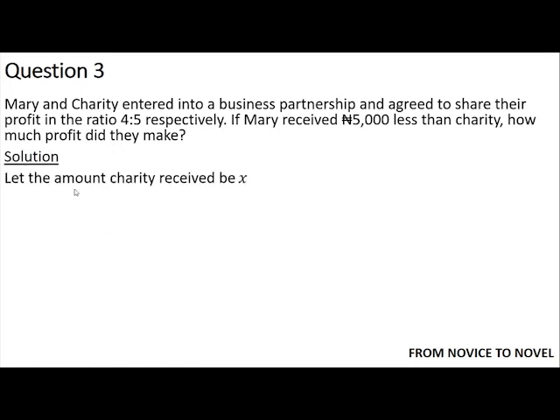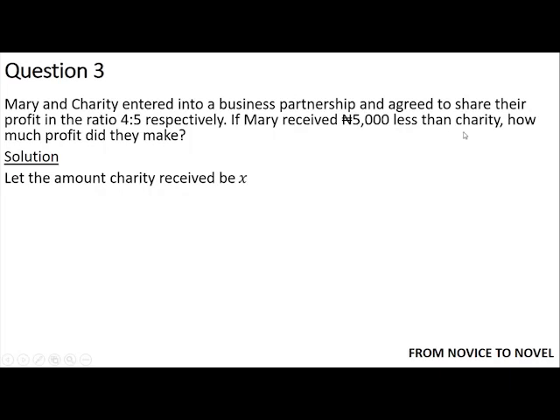Now see, the first thing we want to do is we can say let the amount Charity received be X. You can also start with Mary depending on how well you can interpret the question. And let me tell you, if you cannot understand simple grammar, it might be difficult for you to interpret a question of this nature. So you can start with Mary, depending on how vast you are when it comes to use of grammar. But in my own case, I decided to start with Charity.